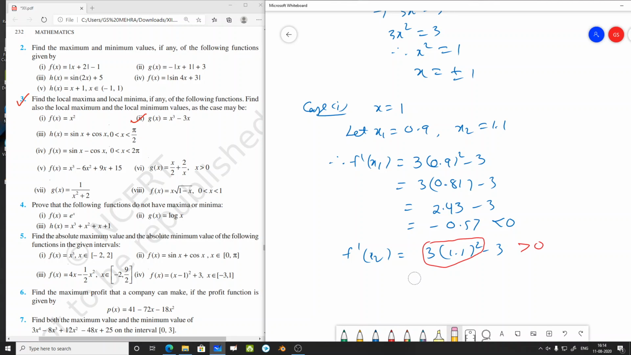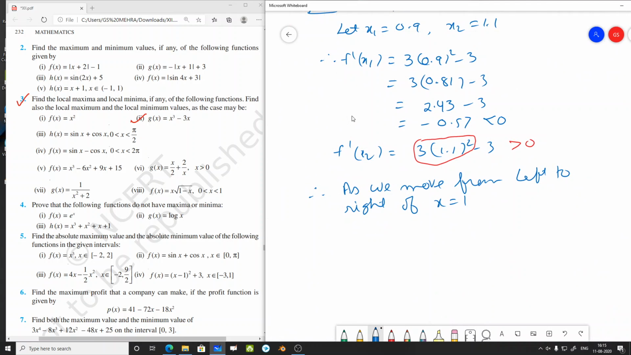Therefore, as we move from left to right of x equal to 1, the sign of f dash x changes from negative to positive.